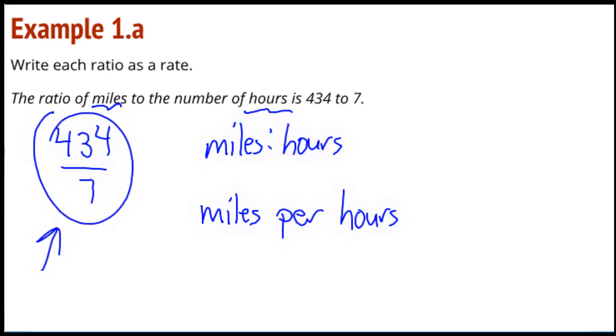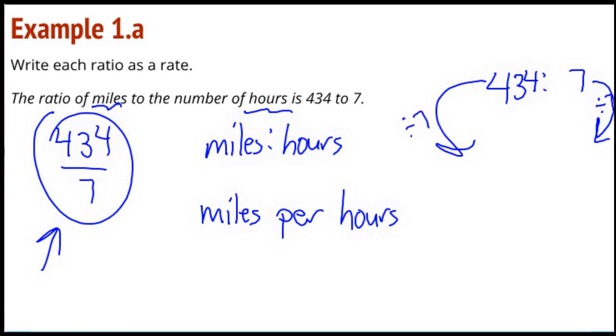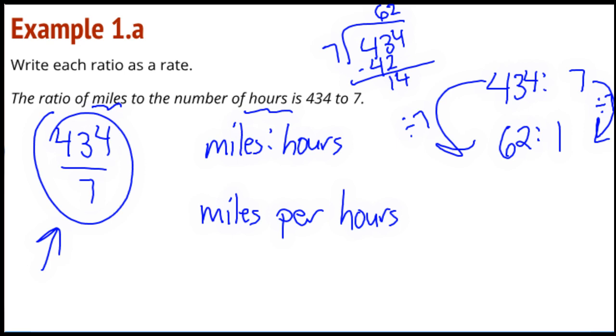So I'm going to do a little work here with the 434. I'm going to do a little scaling here. I'm going to scale down and scale down. I'm going to divide by 7. I'm going to divide by 7. I have no idea if 434 is divisible by 7. I'm just going to see what I get. 434 divided by 7. 6 times 7 is 42. Leaves me 14. I lucked out there, so I have 62 to 1.